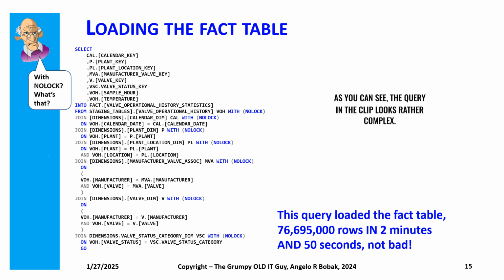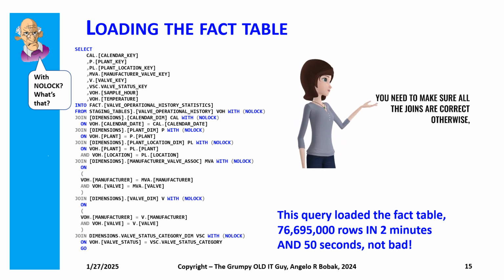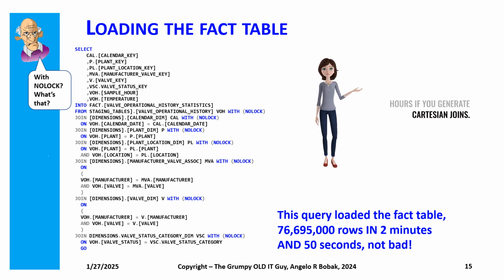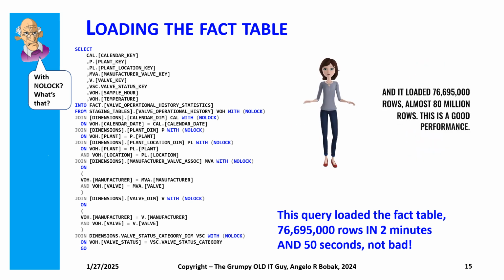As you can see, the query in the clip looks rather complex. You need to make sure all the joins are correct, otherwise the query could run for hours if you generate a Cartesian join. As can be seen, the query took 2 minutes and 50 seconds to run, and it loaded 76,695,000 rows, almost 80 million rows. This is a good performance.